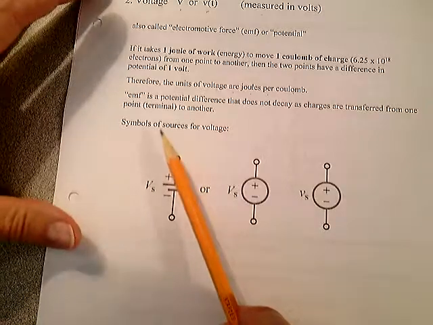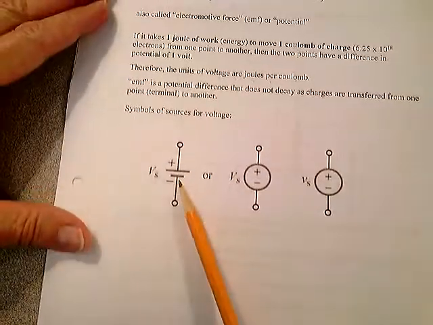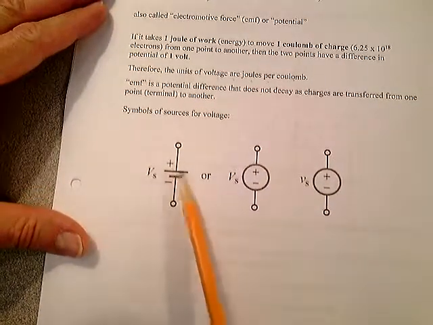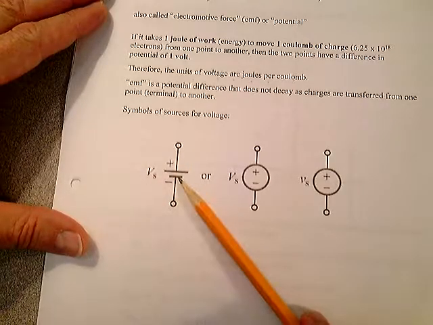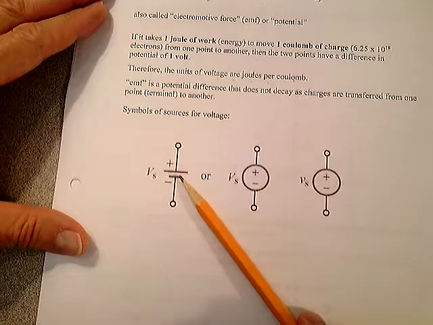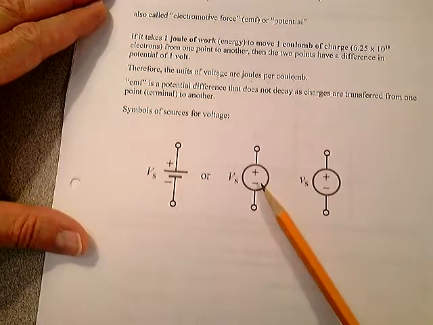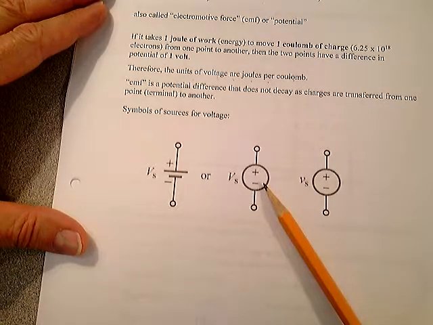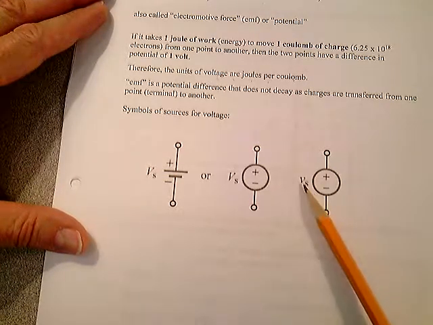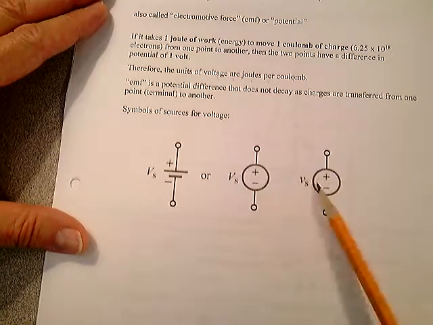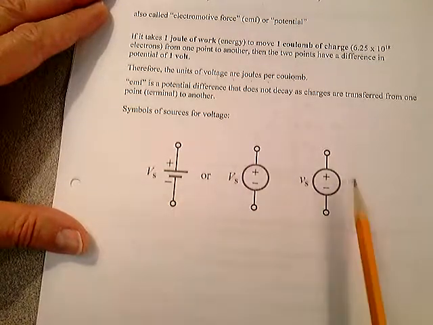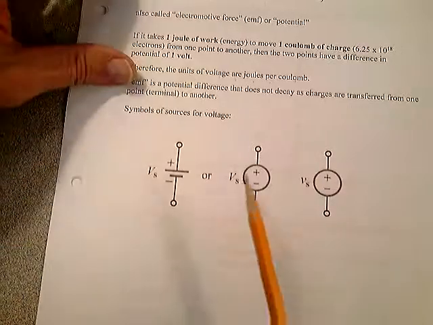Different symbols of sources for voltage. You might see this, showing plates of a battery, or multiple plates. They might have additional plates, but that's a simple symbol for a voltage source. This is a simple one, you'll see this as well. And you'll see the time variant, the small v sub s, the source voltage shown like this. These are 3 different symbols that all represent voltage sources. And you'll see them in the homework.